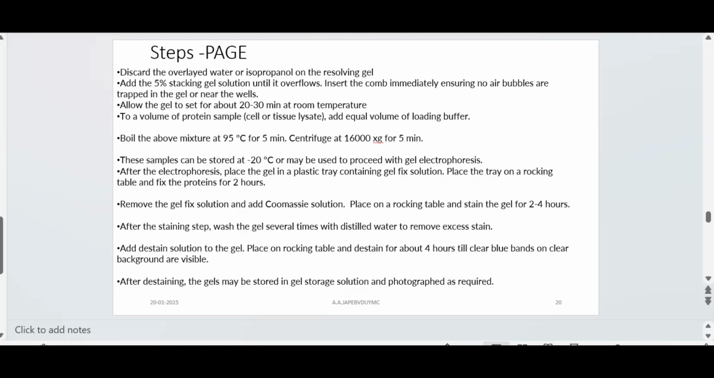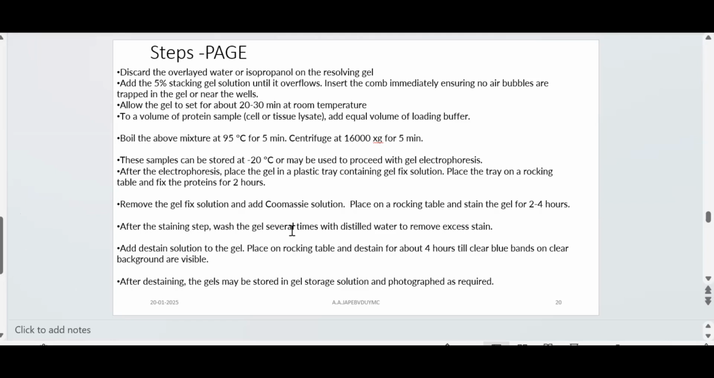Here, this is the electrophoresis process, right? But before that, I'm also talking about the pre-procedure: how you are going to insert the combs, how you are going to cool the solution, and how you are going to pour it. So it is a general protocol of the process. And after staining, you have to hold the stain, then de-stain it, and then observe the gel. That is how the steps are, right?